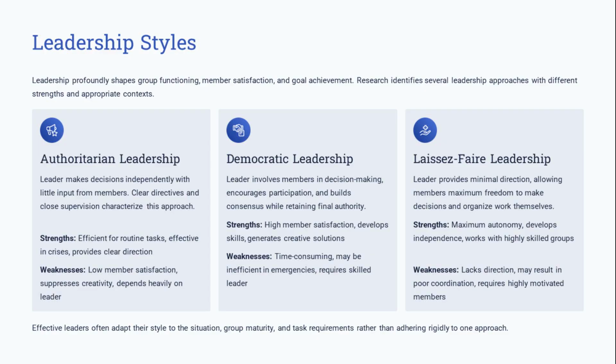Leadership profoundly shapes group functioning, member satisfaction, and goal achievement. Research identifies several leadership approaches with different strengths and appropriate contexts. Authoritarian leadership is efficient for routine tasks, but may lead to lower member satisfaction. Democratic leadership fosters high member satisfaction but can be time-consuming.